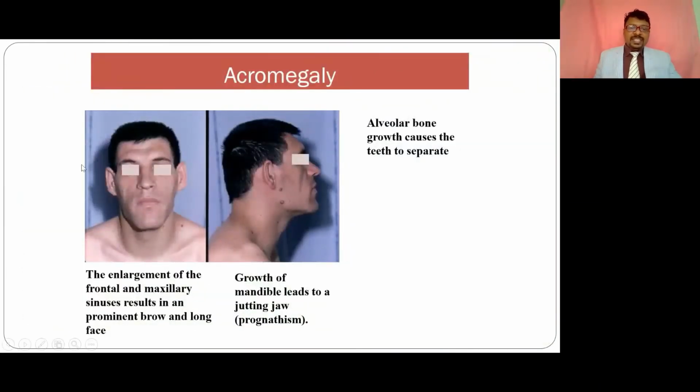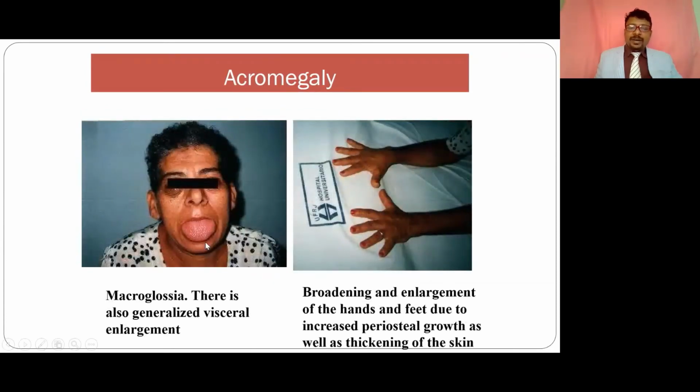See here, you can see the features of a person with acromegaly, with excessive growth hormone. Here you can see the enlargement of the frontal and maxillary sinuses. The maxillary bones are of bigger size here. Also here is the growth of the mandible, which results in prognathism. This mandible is very long, enlarged. We can also see that the shape of the ears and eyes is altered.